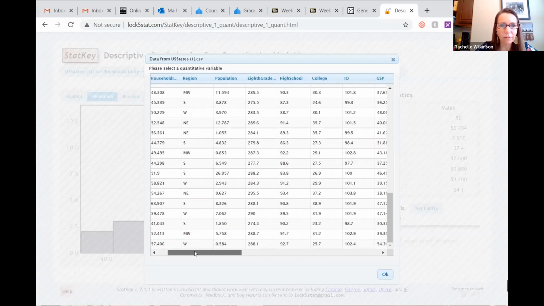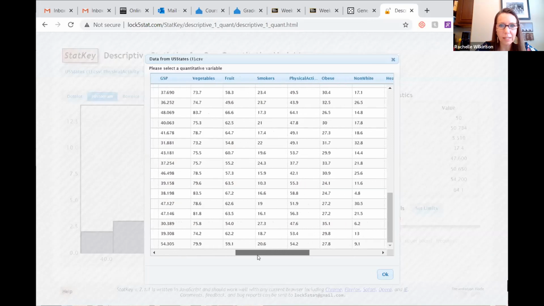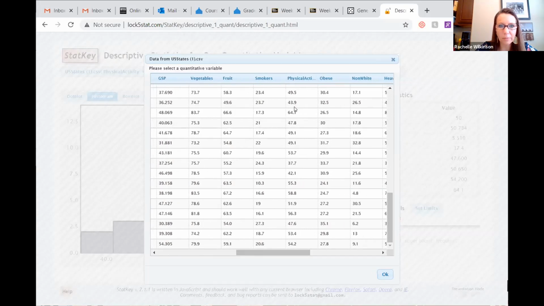And now I'm going to go over and find the physical activity variable here. So for Oklahoma, the value for physical activity is 43.9. So next to Oklahoma on my paper, I am writing 43.9. Okay, so I've got Oklahoma.